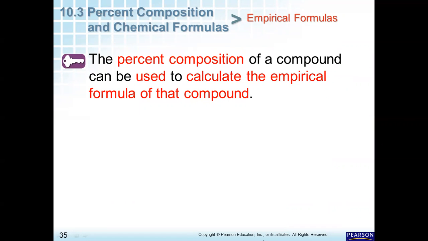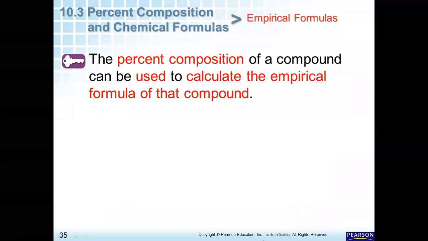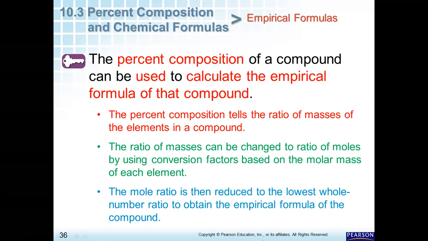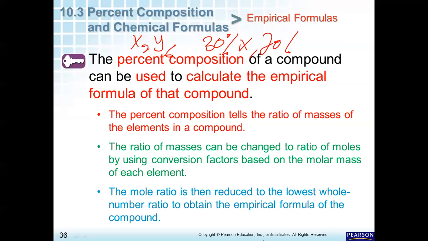How to use the percent composition to calculate the empirical formula? Someone gives you the percent composition, 30% and 70% of X and Y, and you want to find the empirical formula. There are several steps that you have to follow. First of all, you convert the percent composition into grams. So when I say, for example, our compound X2Y6 had 30% X and 70% Y, how can I convert this into grams?